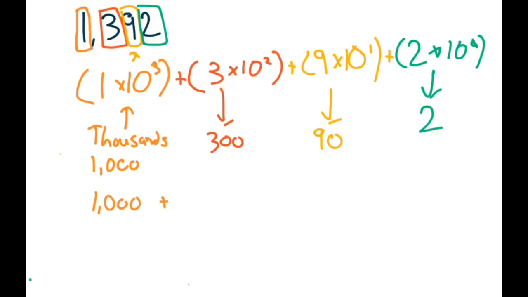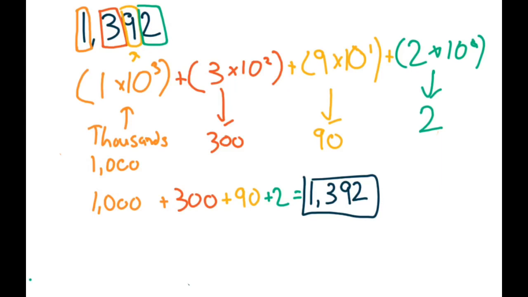1,000 plus 300 plus 90 plus 2. And if you did this arithmetic or ran it out in a calculator, you would get 1,392. So this is called expanded form. This is what they're going to be asking for in the next 2 problems. So now that I've modeled 2, go ahead and try exercise 5 on your own.